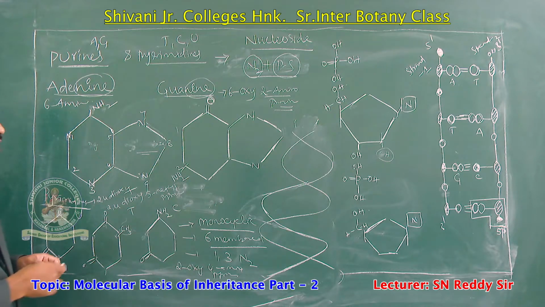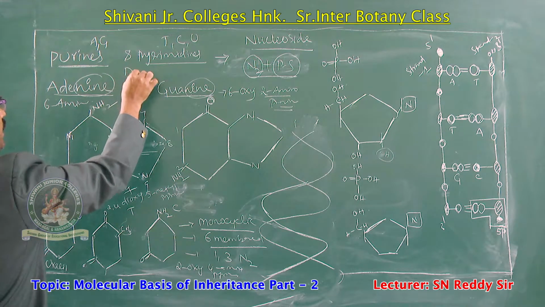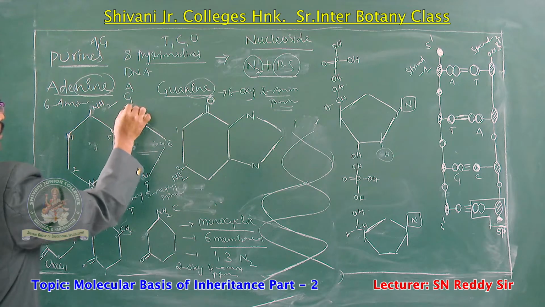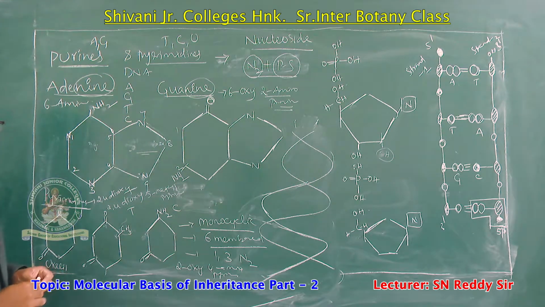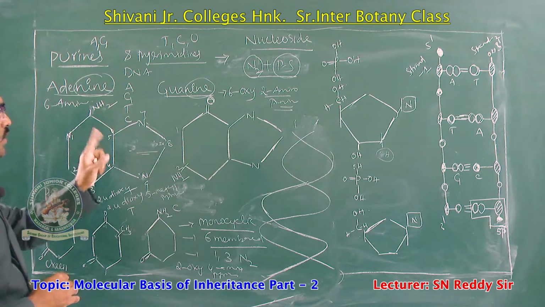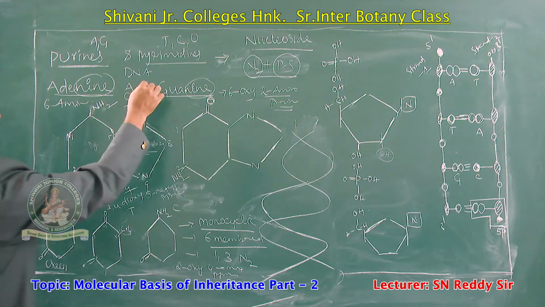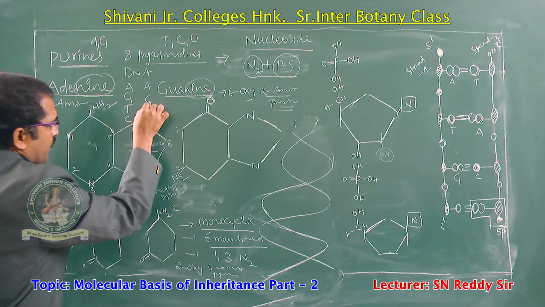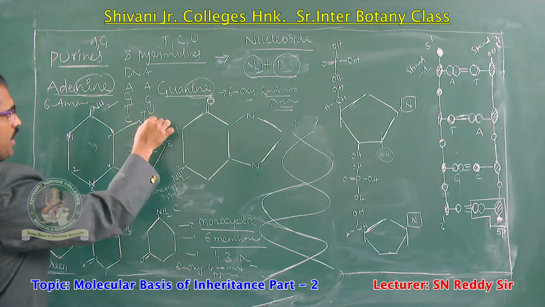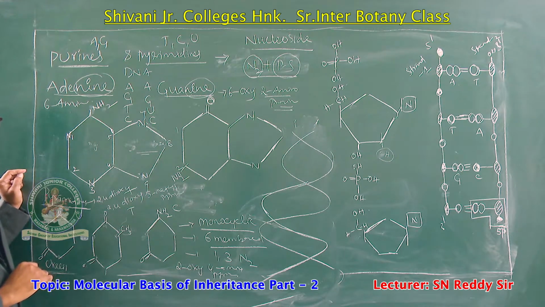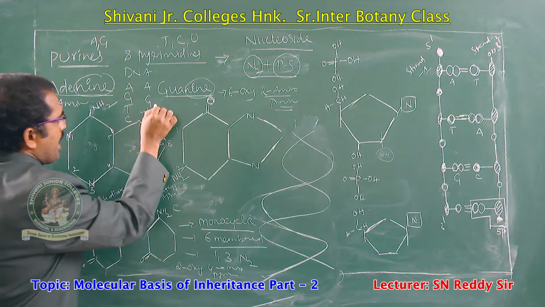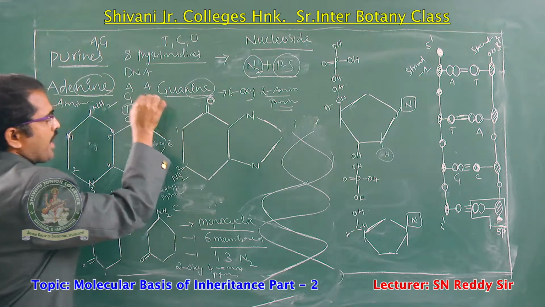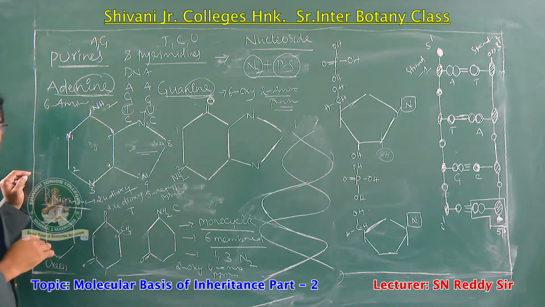So in the case of DNA and in the case of RNA, what types of purines and pyrimidines are present? In the case of DNA, you see, there is adenine, guanine, thymine, cytosine. In the case of RNA, adenine, guanine, cytosine, and instead of thymine there is uracil. Only a small change.